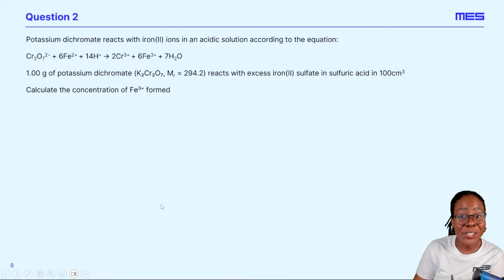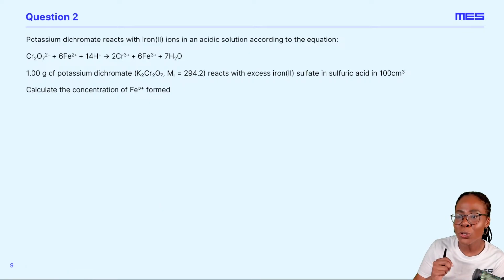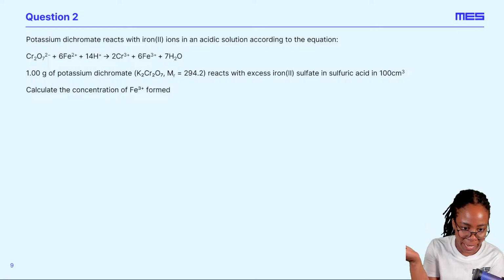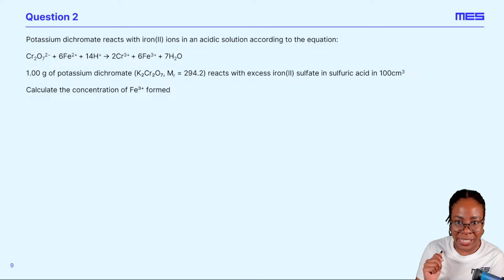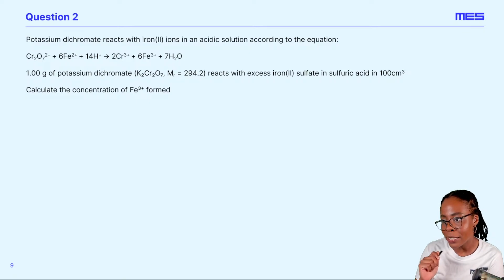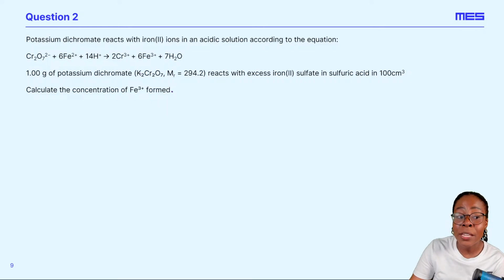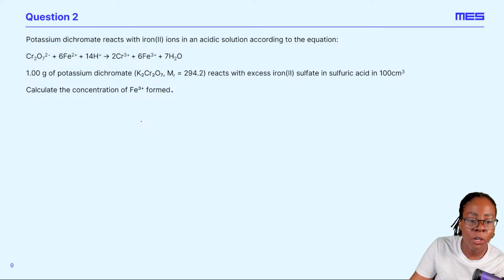Okay, question 2. Potassium dichromate reacts with iron 2 ions in an acidic solution according to the equation. 1.00 grams of potassium dichromate reacts with excess iron 2 sulfate in sulfuric acid in 100 centimeters cubed. Calculate the concentration of Fe3 plus formed. Now there's a whole bunch going on, but when in doubt, even if they've given us a ton of information, where are we going to start?